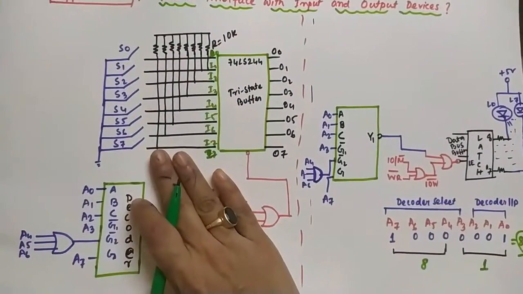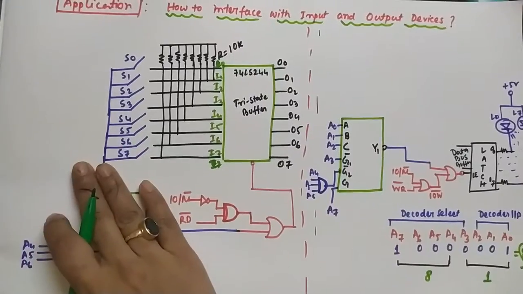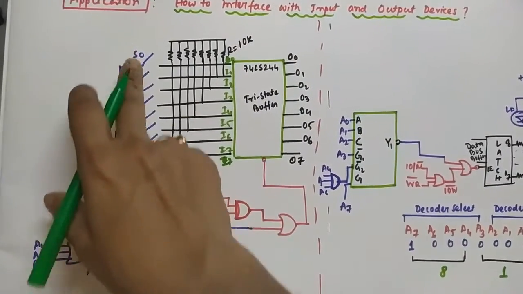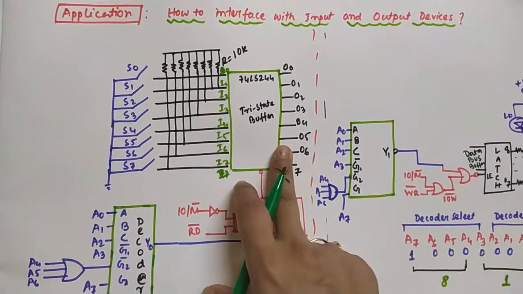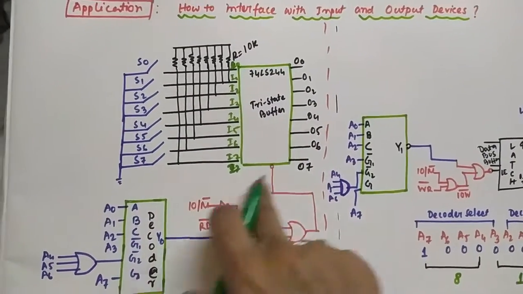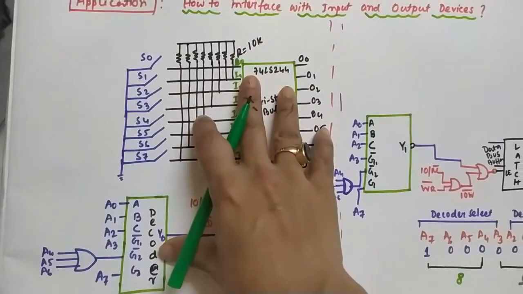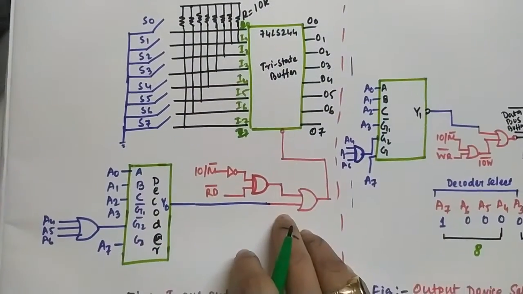So the input part, what is the input? Basically, switches are the input parts. Here the 8 switches are connected, and this is our tri-state buffer. Before going to this portion, so what is going on?